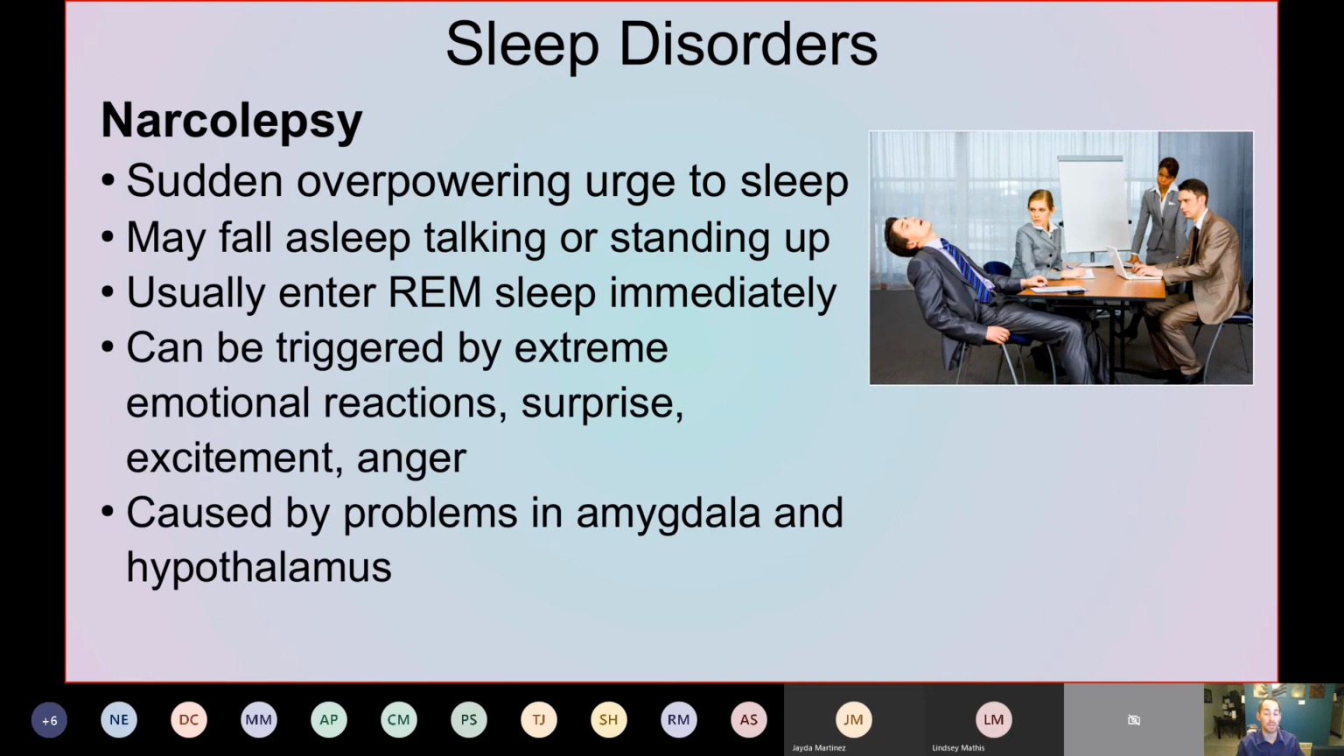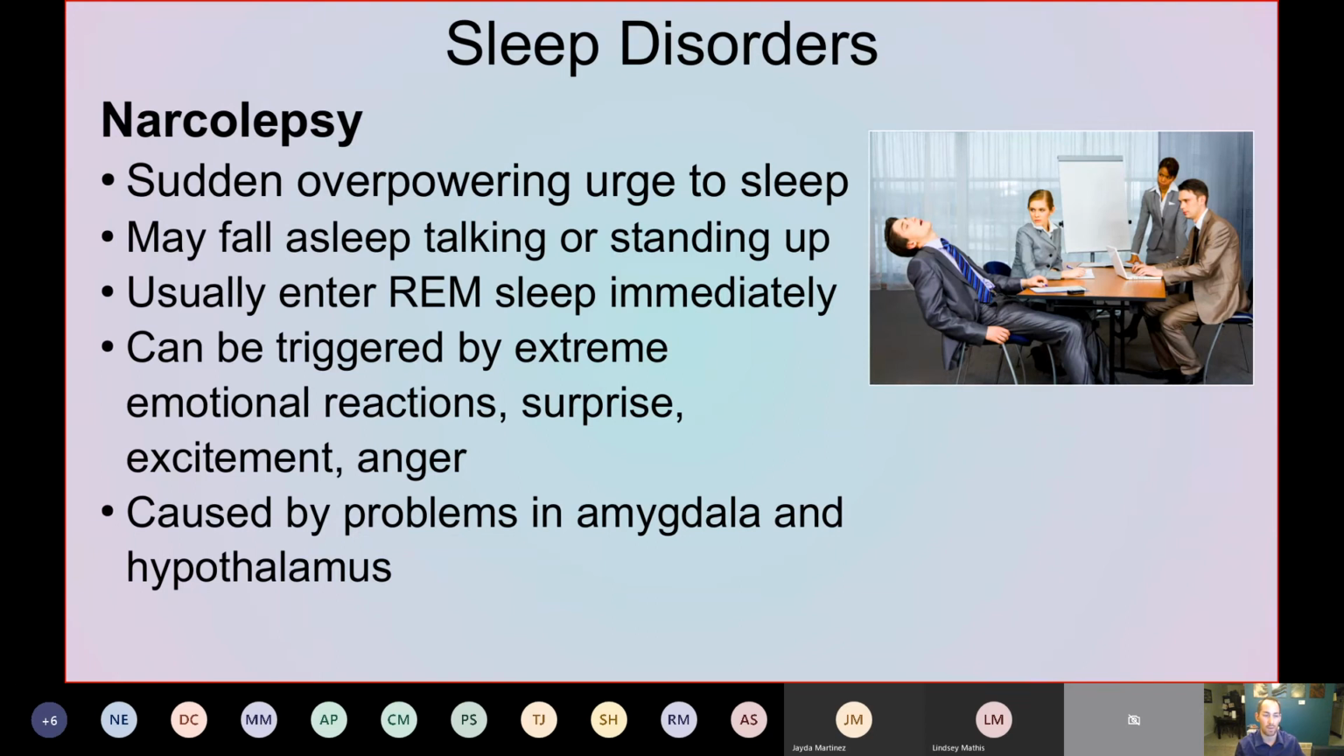So it can be really dangerous, obviously, if you're falling asleep as you're driving. It can be problematic if you're falling asleep at work. It can be triggered by an extreme emotional reaction. So you can trigger a narcoleptic episode, and it looks like someone just passes out. They might have literally fallen into REM sleep. Surprise, anger, excitement. If you have narcolepsy, those things can trigger it as well. So having a surprise party for someone who has narcolepsy might not be the best idea.